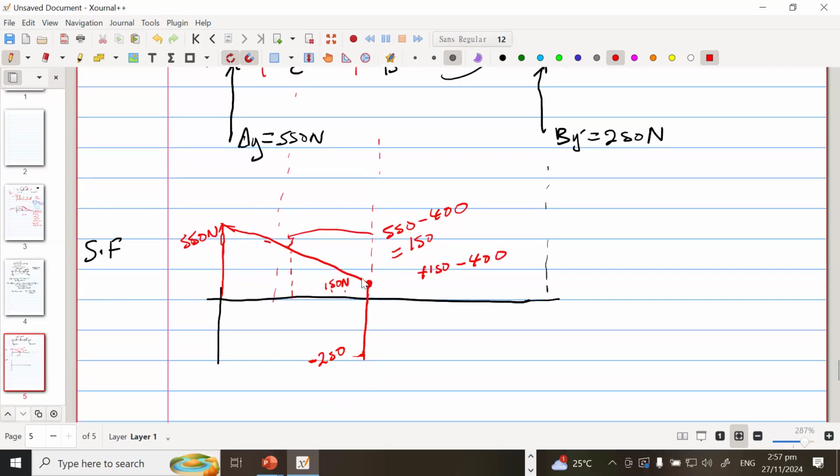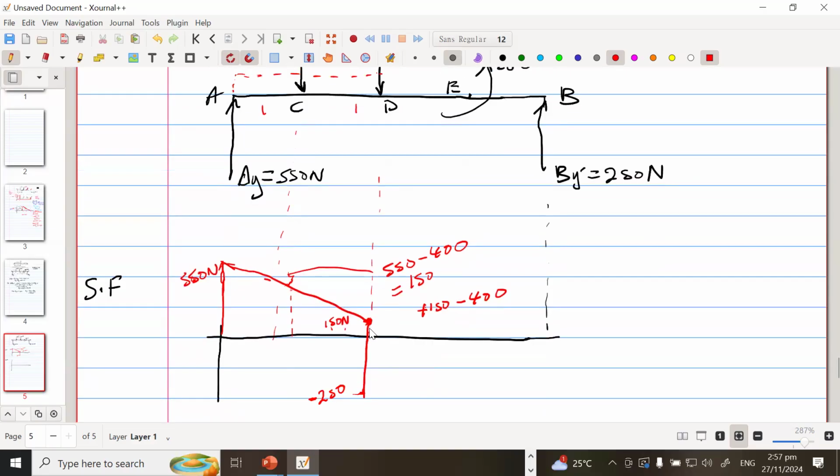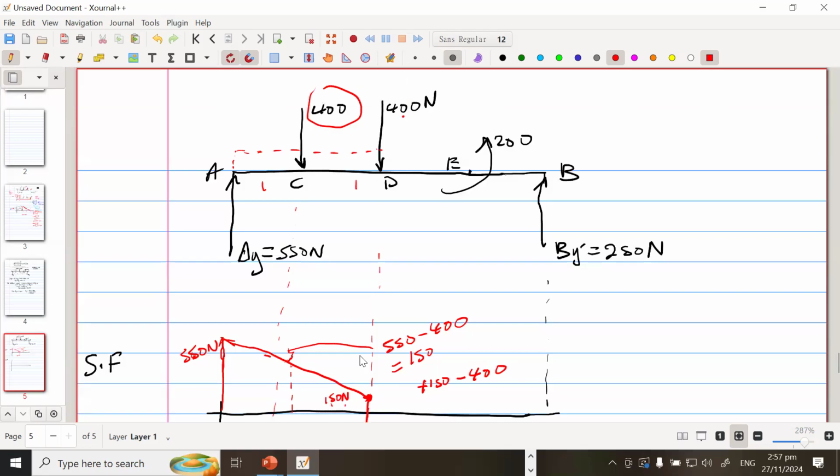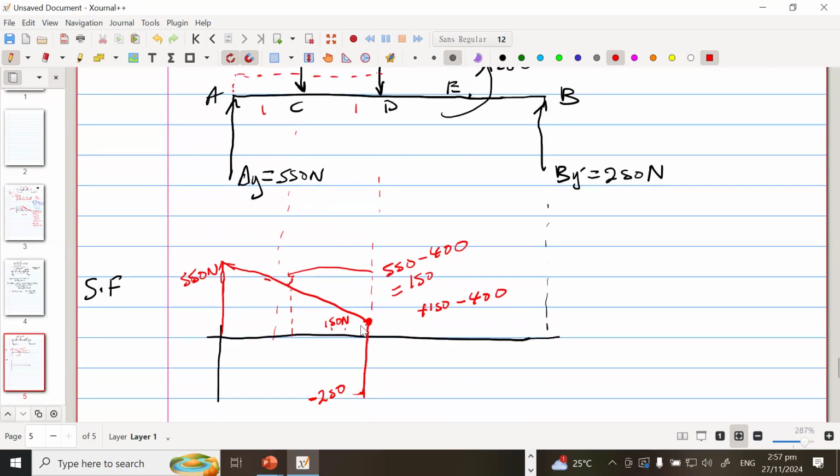Now here, it's 150, right? You might ask yourself, how come it's 150? Because the first 400 minus this gives you 150, so it will stop here. After this, the 400 comes in, and it carries straight down to this point, which says minus 250.